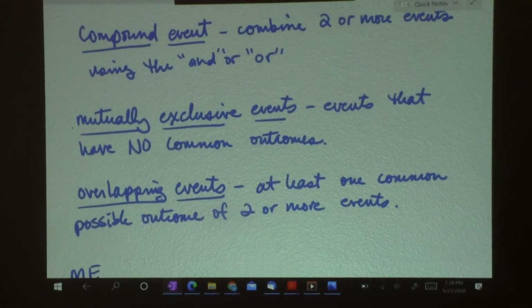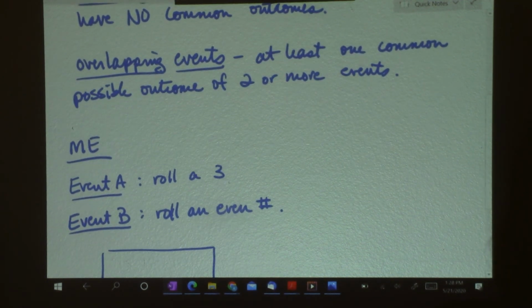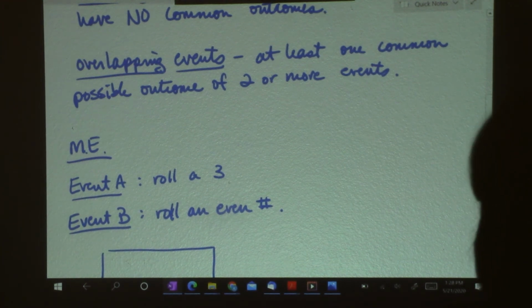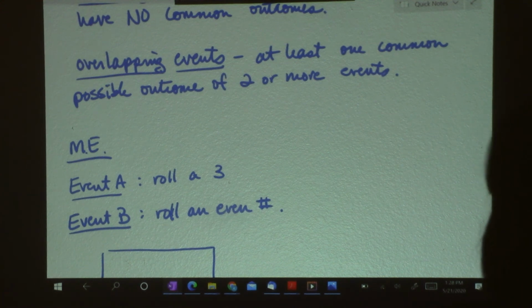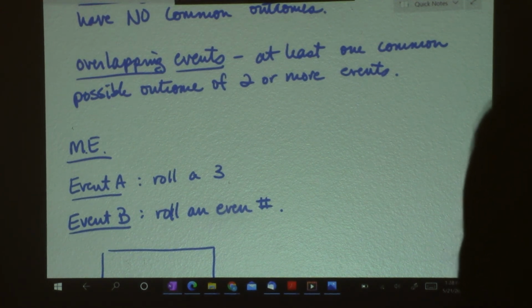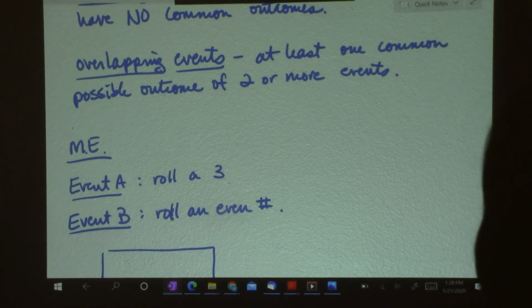So now we're going to do some examples, and that will really help to give you some understanding. All right, so here's an example of mutually exclusive. Event A, rolling a 3 on a die. Event B, rolling an even number. So you can see they have no common outcome there because 3 isn't even.